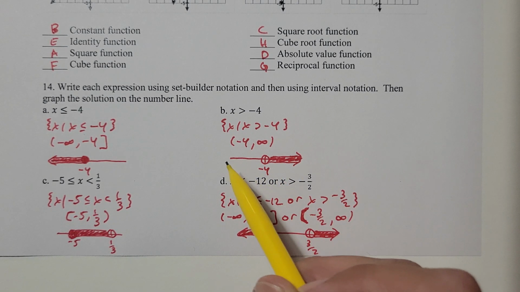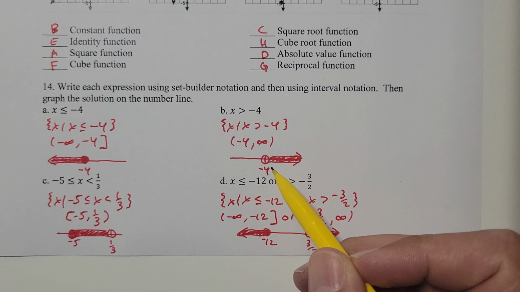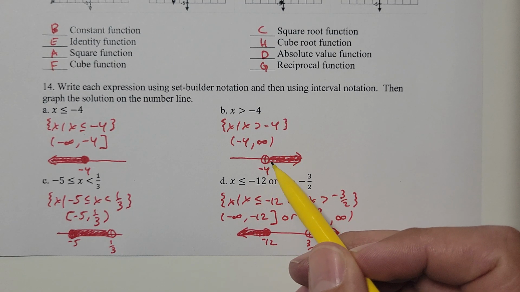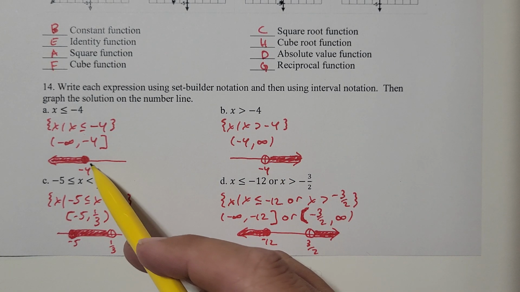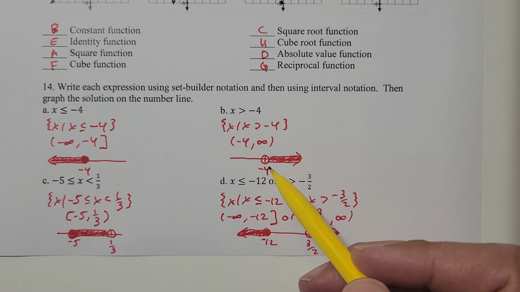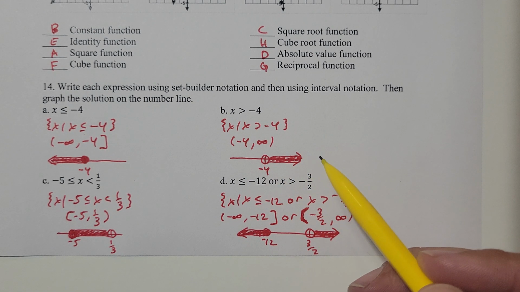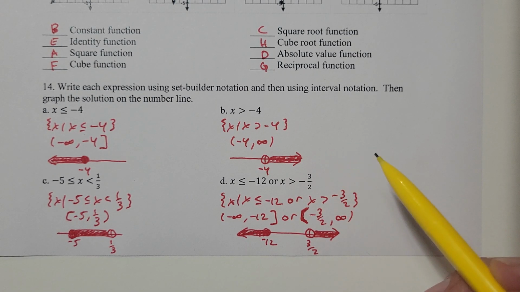On the number line, here I'm at -4, and I want an open circle at -4. In general, again, an open circle means that you're not including the number, and a closed circle means that you are including the number. So because I'm not including -4, I'd want an open circle at -4. And then anything bigger than -4 means I'd shade to the right.